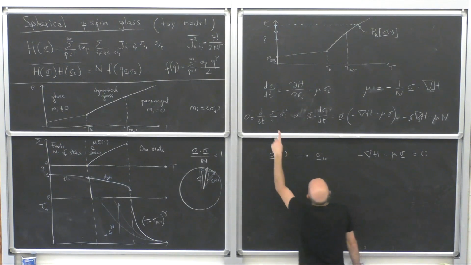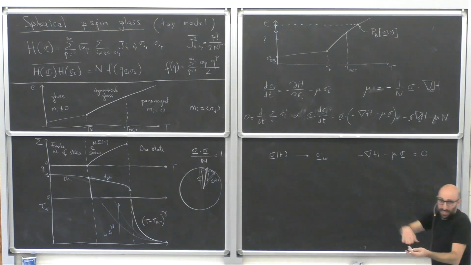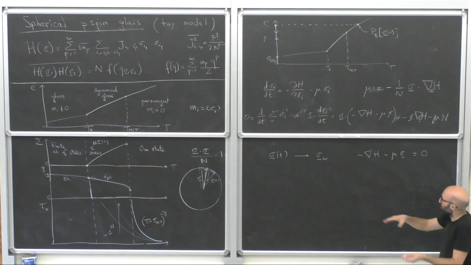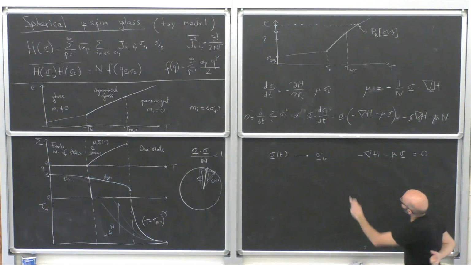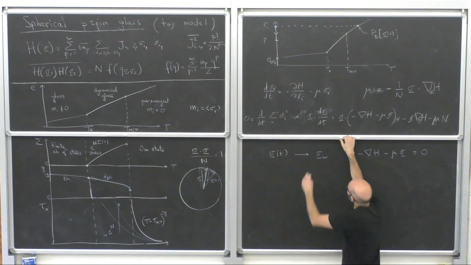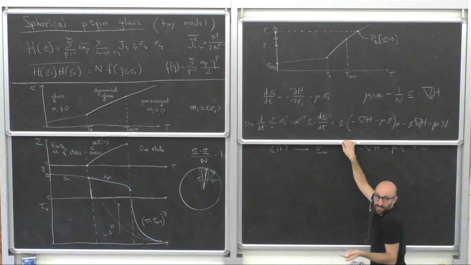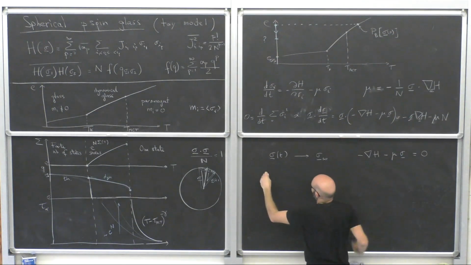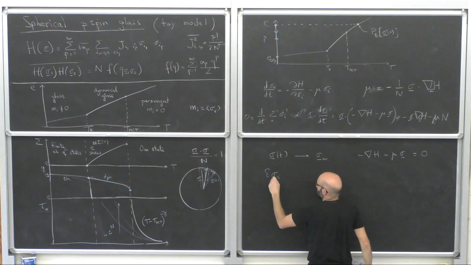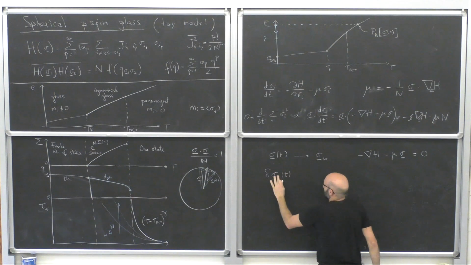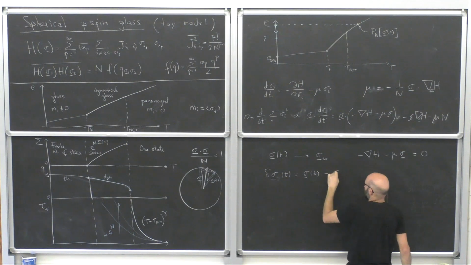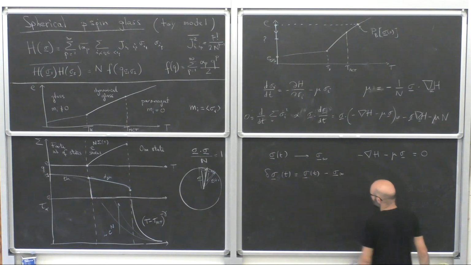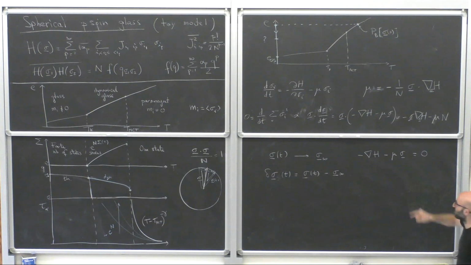What I know is that in the final stages of the gradient descent, when I approach sigma, I should be able to linearize the dynamics near the final state. So I define delta sigma as sigma minus sigma infinity, and I linearize the equation above.